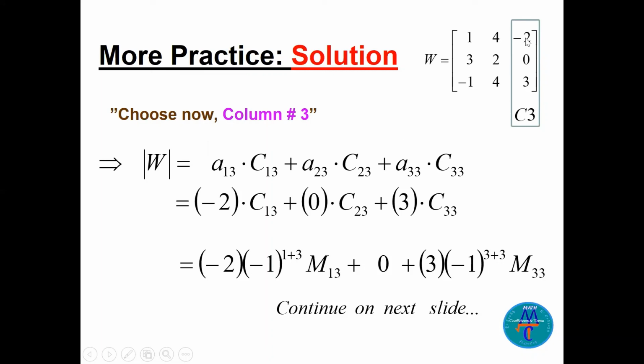So this one, A13 times the cofactor C13. This one here, A23 times the cofactor C23. This one, A33 times the cofactor C33. The one in the middle I don't find, because this is 0, it will be multiplied by 0. Minus 2 is the element there, and the 3 is there. Now I've applied the formula for the cofactor C13. It will be minus 1 to the power 1 plus 3 times the minor of 1, 3. The last one here, 3 times minus 1 to the power 3 plus 3 times the minor 3, 3. Continue on the next slide.